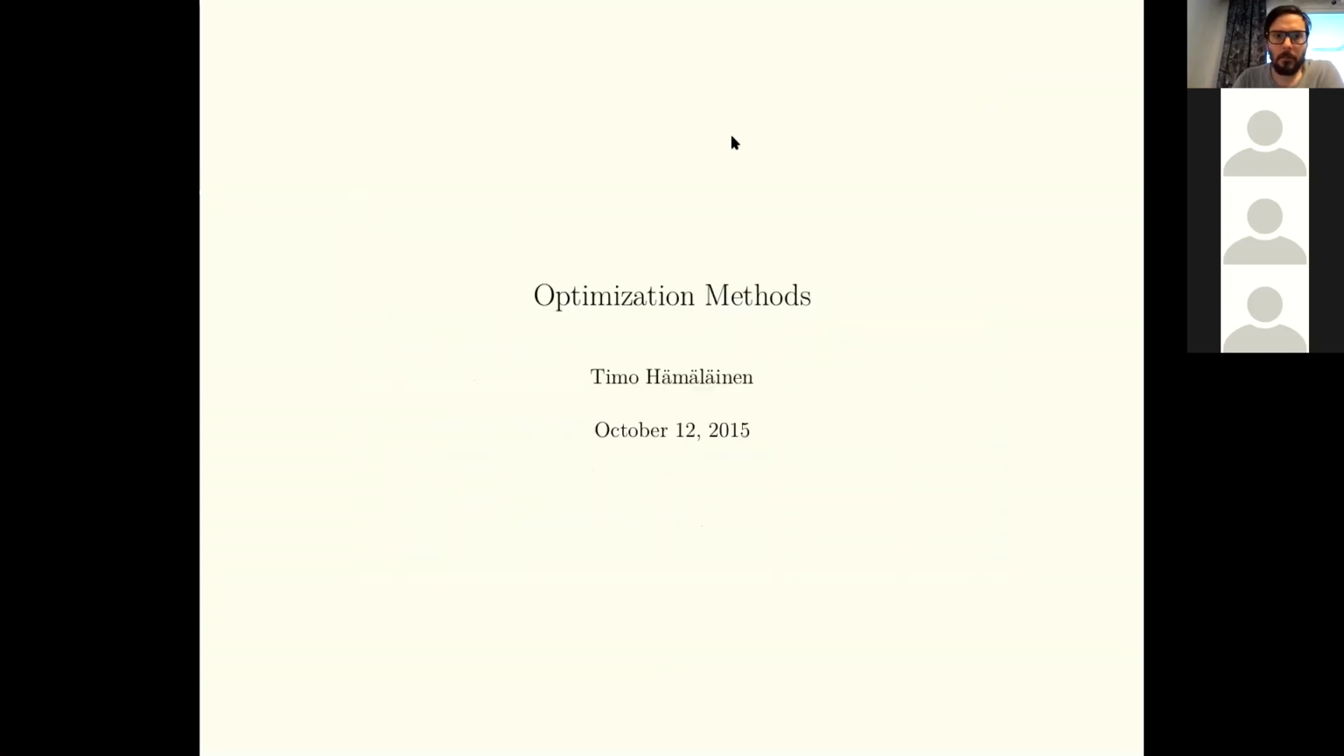Right. So we start the optimization methods content here.